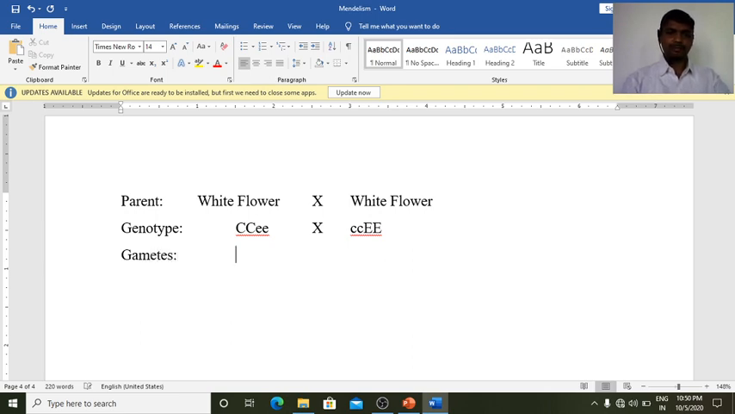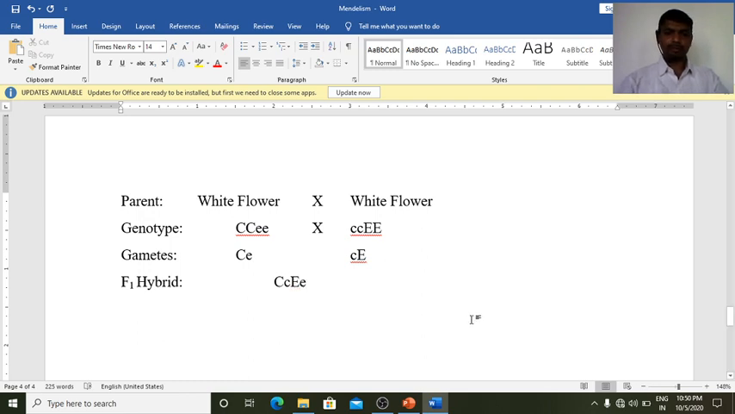So the gametes from the white flower are capital C, small e, and from the other parent, small c, capital E. Now these gametes are fused with one another to produce the F1 hybrid having the genotype capital C, small c, capital E, small e.